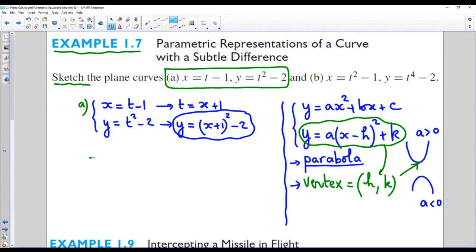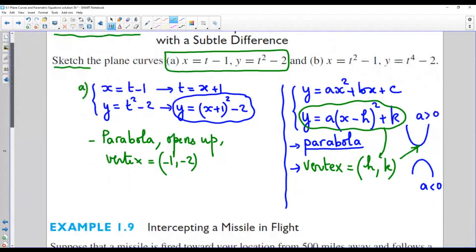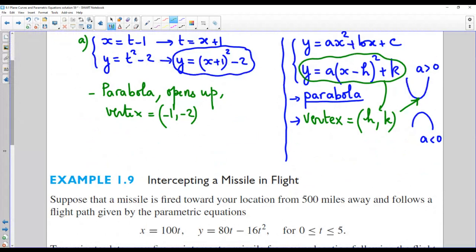So this then is a parabola which opens up because A is positive here, and with a vertex at, what is its vertex? What is the vertex of this? (-1, -2), yeah. Thank you very much indeed. After that, we can graph without any problem.